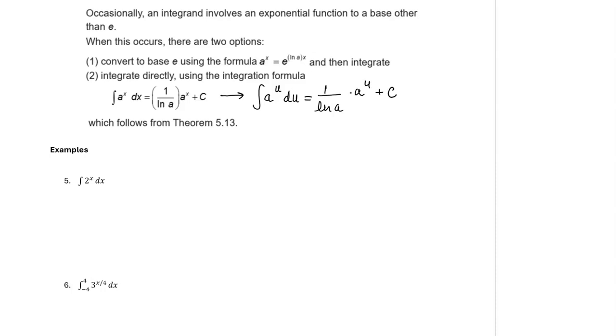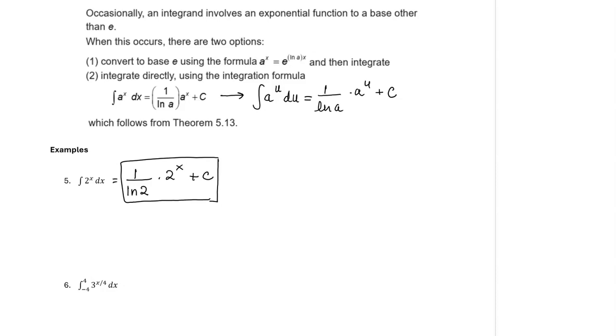So we may need to look at a u substitution if what we have in our exponent of our integrand is not simply x, which is not the case in example 5, right? Example 5 looks a lot like this because it's just x in the exponent. So I'm just going to apply this rule directly to be left with 1 over natural log of 2 multiplied by 2 to the x, and I'll add on my constant of integration, c.